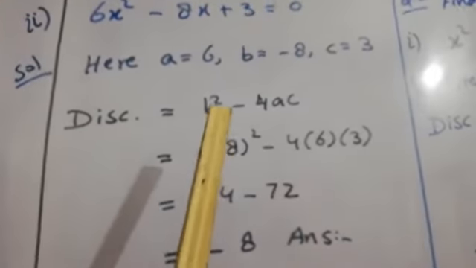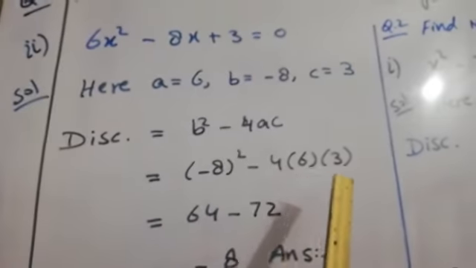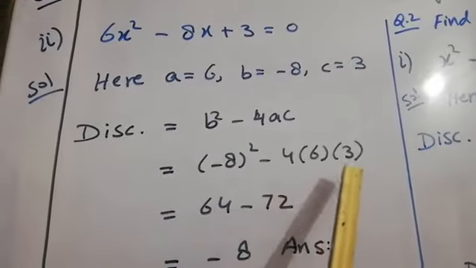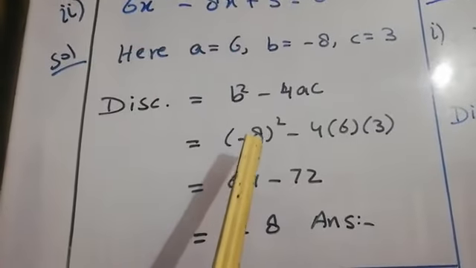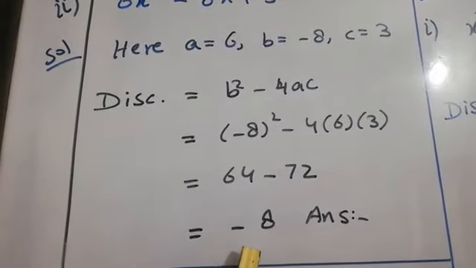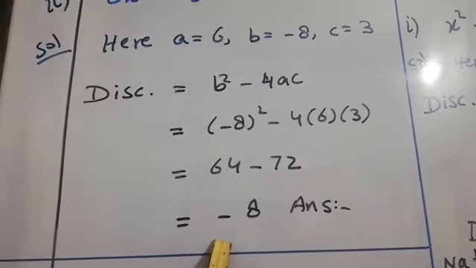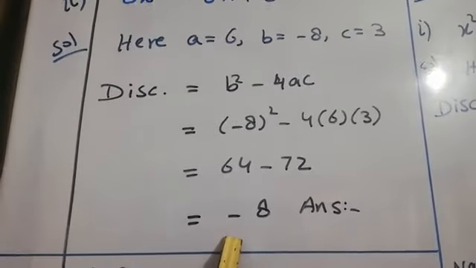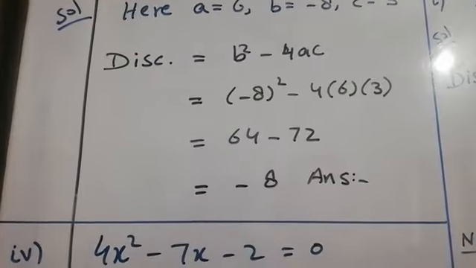We will write the values in b square minus 4ac: 8 square minus 4, 6 and 3. 6 3s are 18, 3 4s are 12, 12 6s are 72. And the square of 8 is 64. 64 minus 72 is minus 8. This discriminant is negative. In this case, if the discriminant is negative, then the nature of the roots is complex or imaginary.